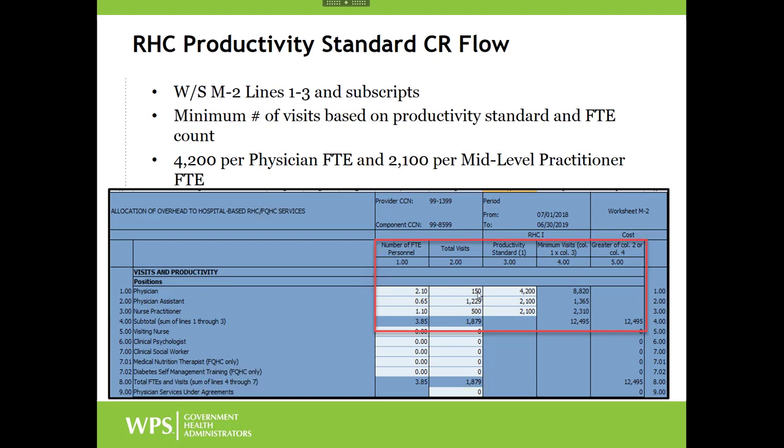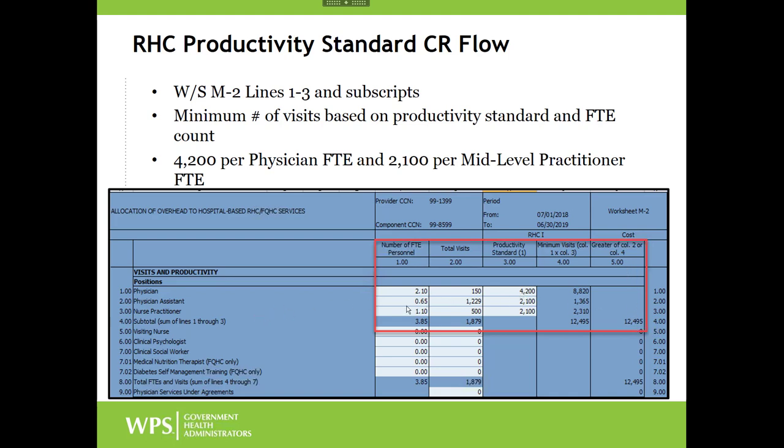Now notice this was an example, a rather extreme example, showing that for this particular year there were 2.10 physicians, and combined they handled 150 visits. However, the recommended minimum, the standard, so to speak, was 8,820. So what's going to happen is that's going to be bumped up to 8,820. Now notice there's nothing in column 4 by line. However, it all factors into the total of line 4, column 5.